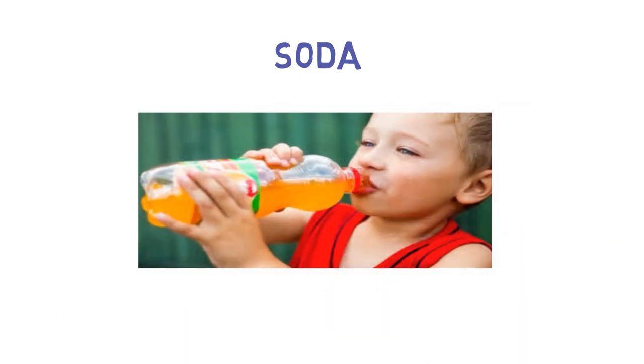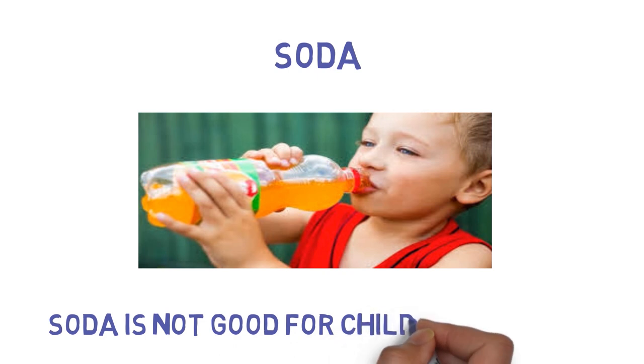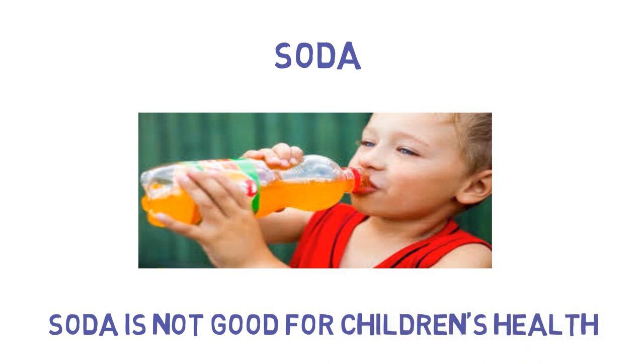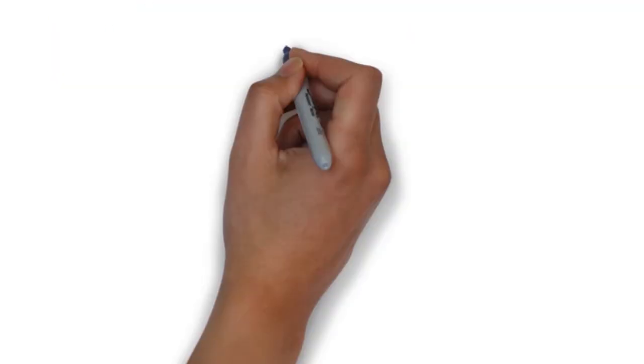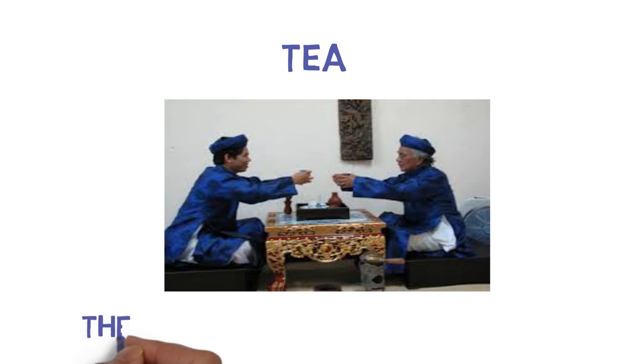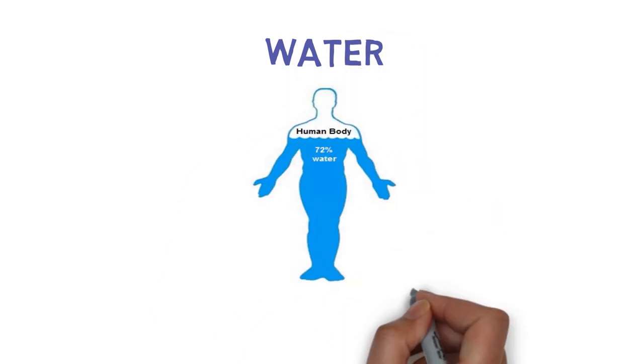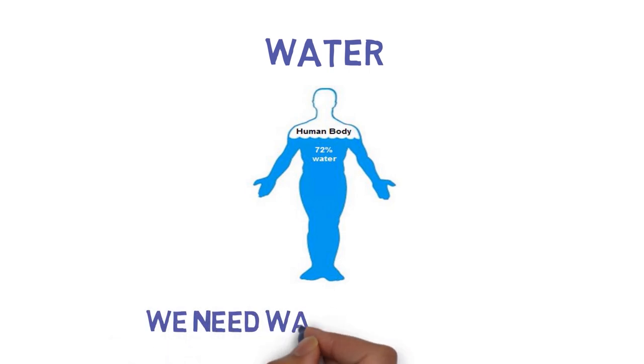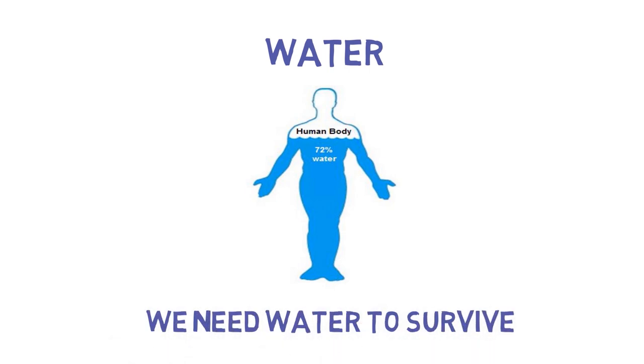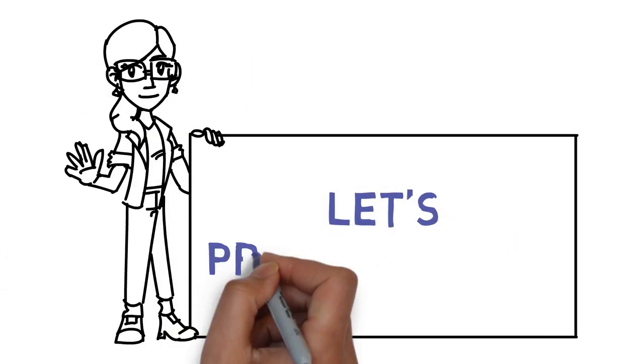Soda. Soda is not good for children's health. Tea. The Vietnamese love drinking tea. Water. We need water to survive. Let's practice again.